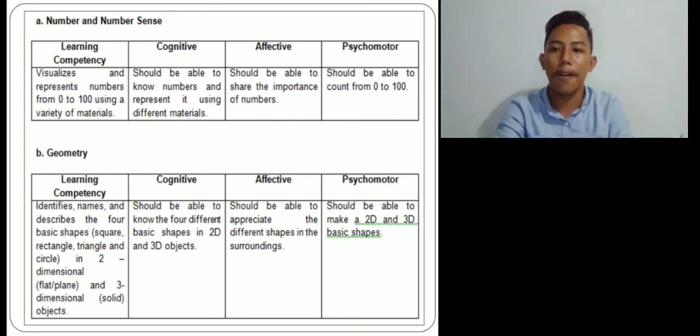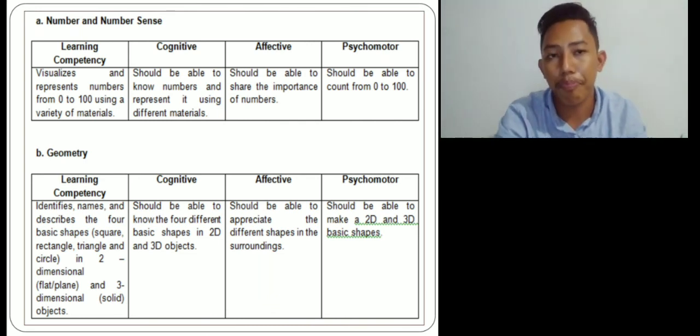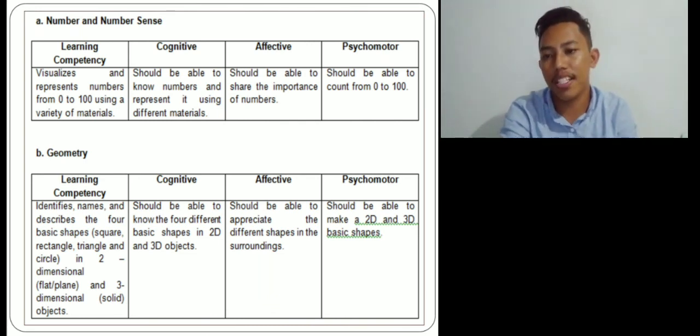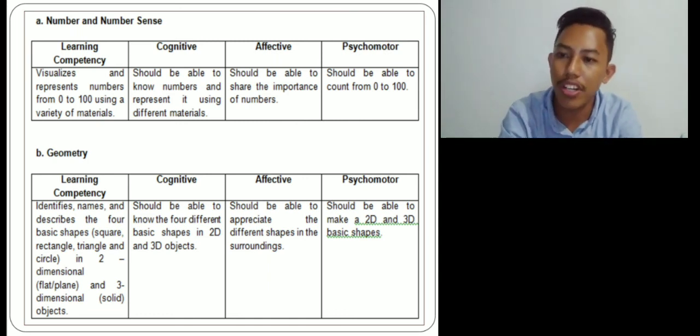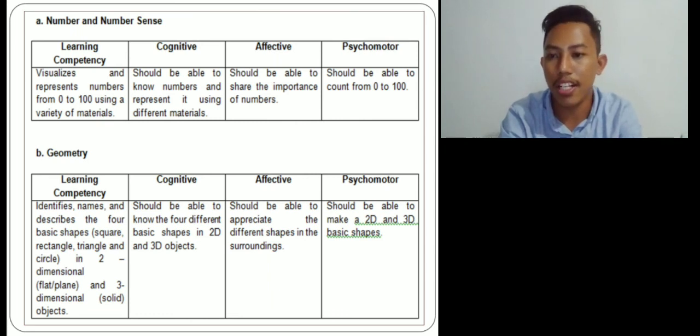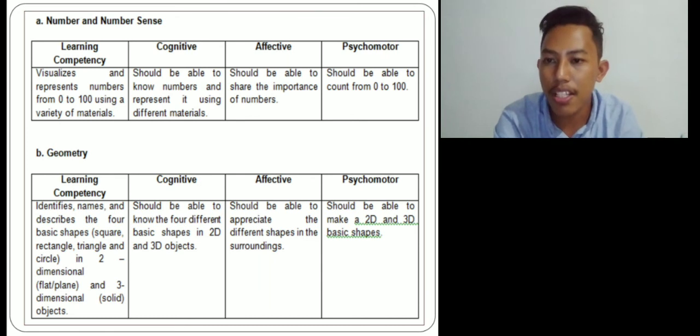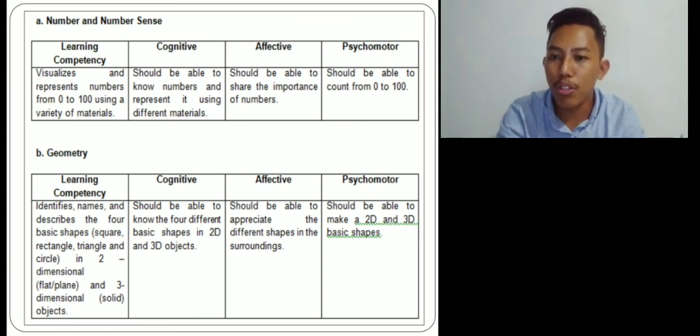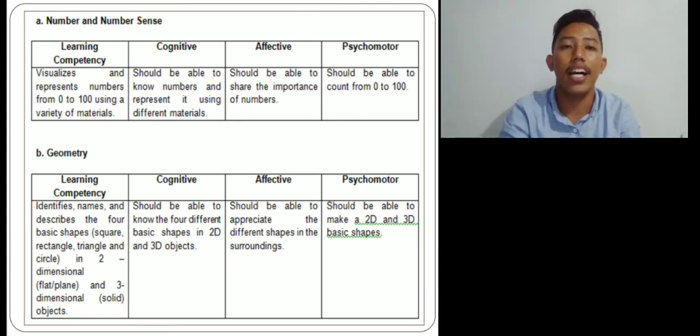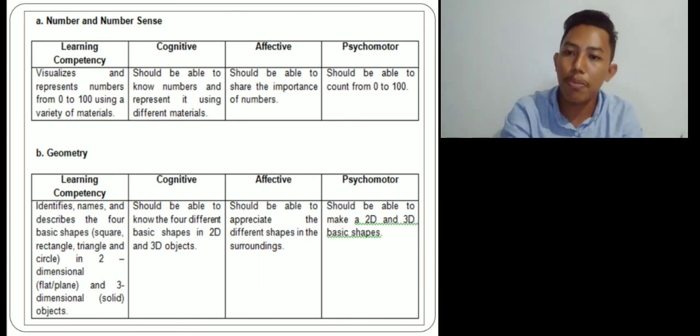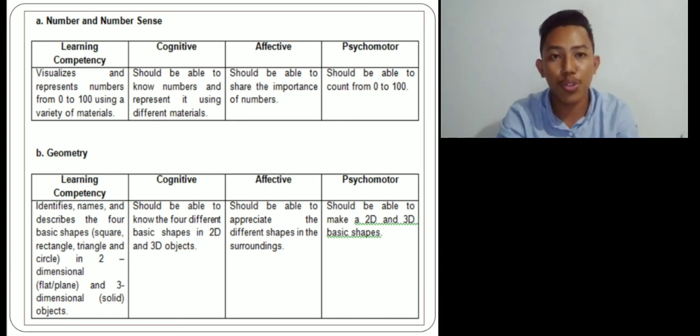So first here is numbers and number sense. Example of learning competency: visualizes and represents numbers from 0 to 100 using a variety of materials. In the cognitive domain, students should be able to know numbers and represent them using different materials. In the affective domain, students should be able to share the importance of numbers. And in the psychomotor domain, students should be able to count from 0 to 100.